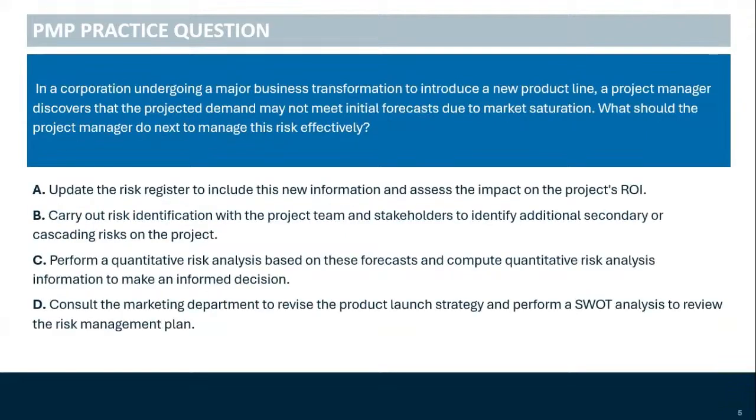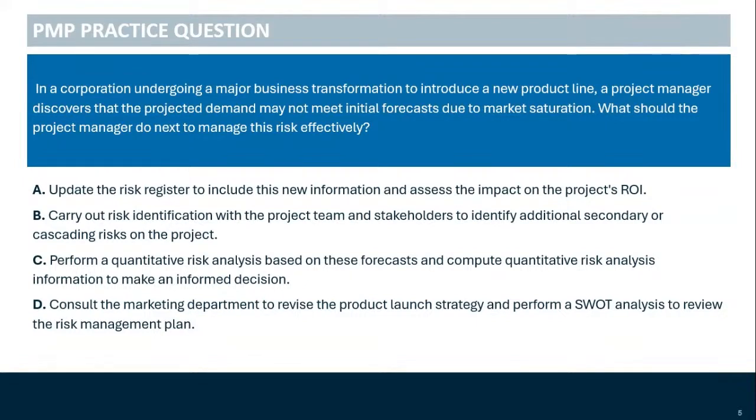In a corporation undergoing a major business transformation to introduce a new product line, a project manager discovers that the projected demand may not meet initial forecasts due to market saturation. What should the project manager do next to manage this risk effectively? A. Update the risk register to include this new information and assess the impact on the project's ROI.